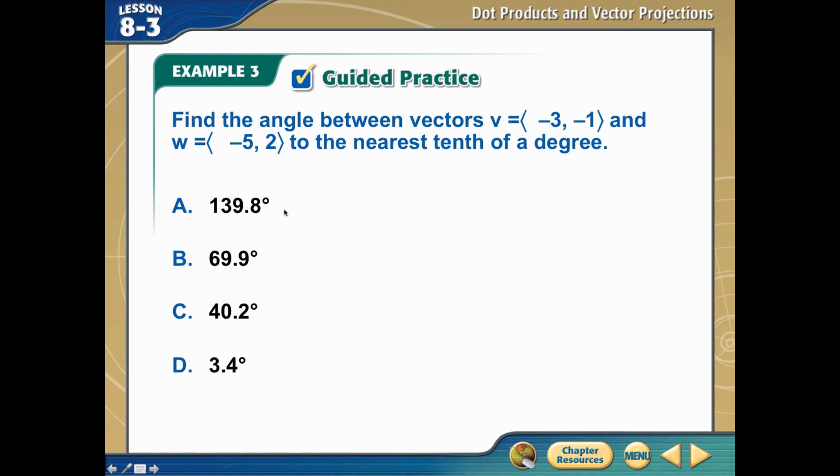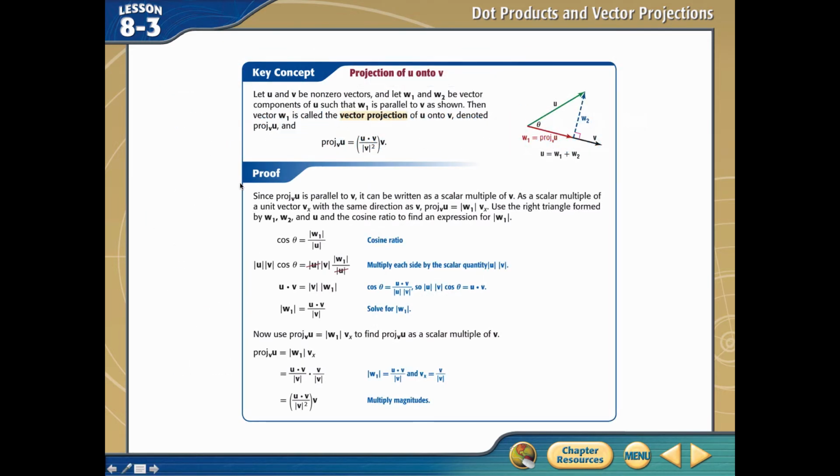I'll give you the answer in 3, 2, 1. And if you didn't get this answer, go back and review your work. I'm not going to show the work to go through this problem.